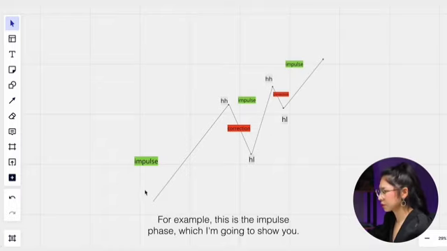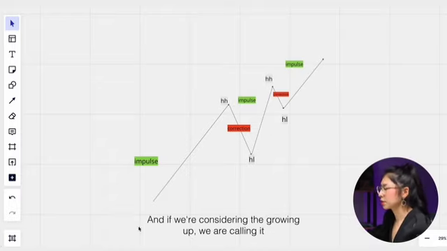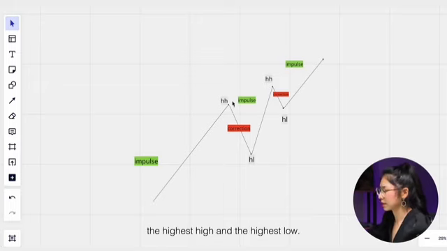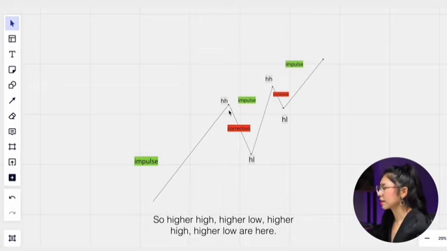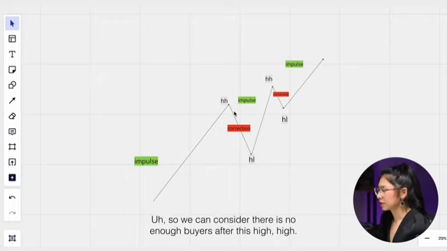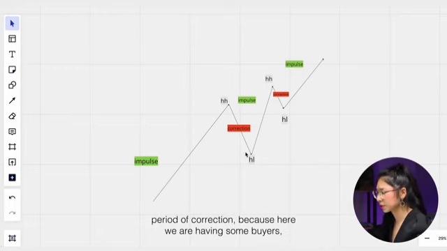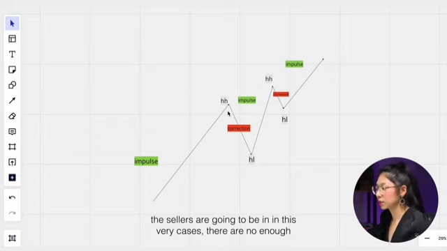For example, there's this impulse phase which I'm going to show you, and it's the highest high, and if we're considering the graph up, we're calling it the highest high and the highest low. So higher high, higher low, higher high, higher low, and are here. So let's discuss. We can consider there is not enough buyers after this high and this high, and well, the situation is going to continue to grow, but after some period of correction, because here we're having some buyers, the sellers are going to be in these very cases.